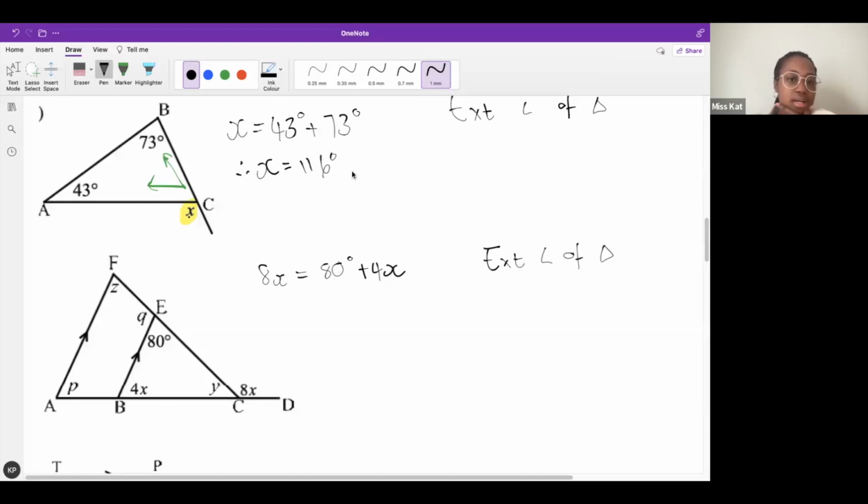Ma'am, you have to say 8x minus 4x is equal to 80 degrees. How much is 8x minus 4x? It's 4x, equals 80 degrees. And then divide by 4. Therefore, x is equal to 20.